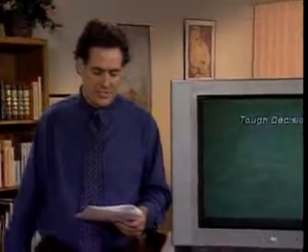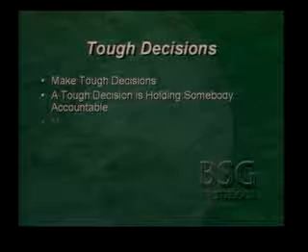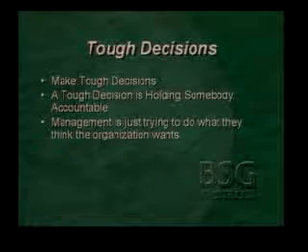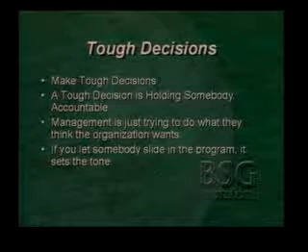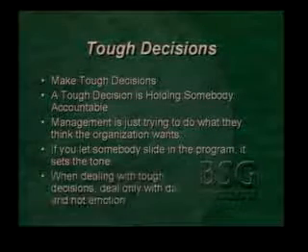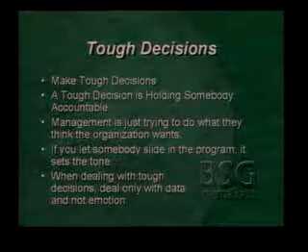Now let's look at number 4, which is tough decisions. Again, we'll just kind of go over these bullet points. To make a tough decision, a tough decision is holding someone accountable. Management is just trying to do what they think the organization wants. If you let somebody slide with the program, it sets the tone. When dealing with tough decisions, deal only with data, not emotion. And what we're saying there, a tough decision is not firing somebody. A tough decision is holding accountable on what we agreed on.